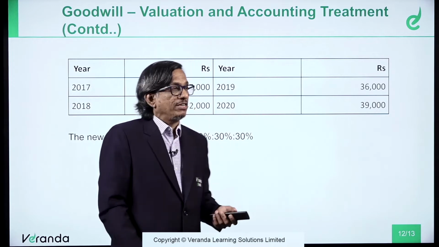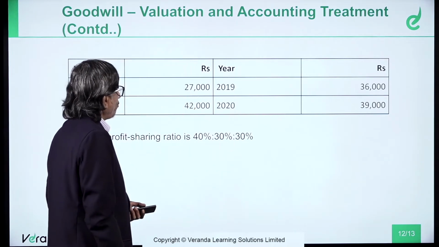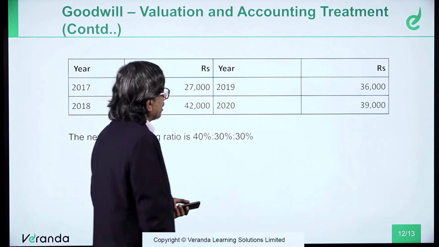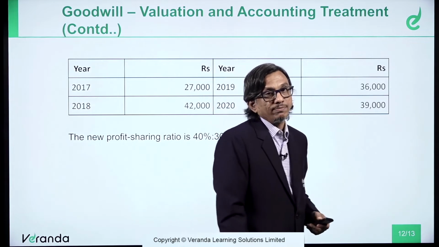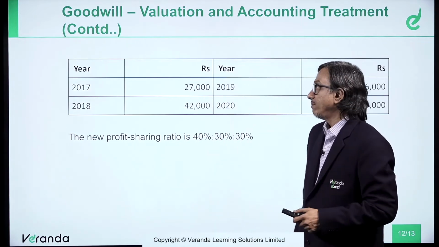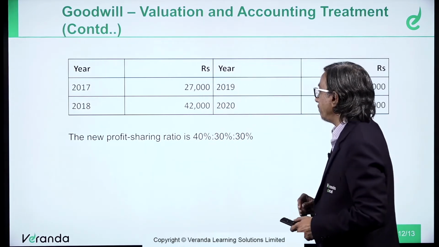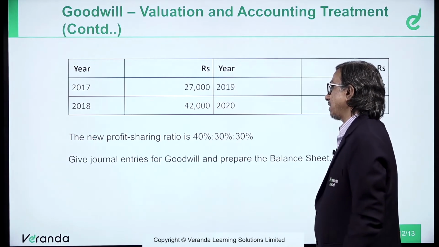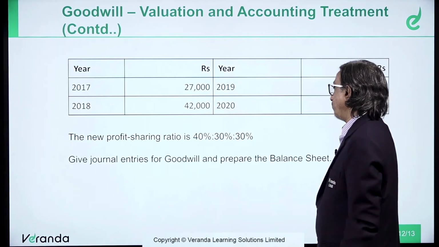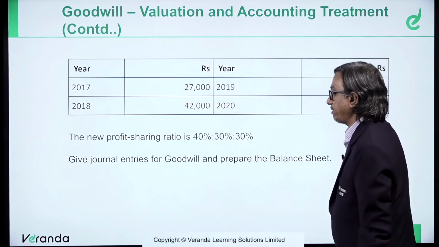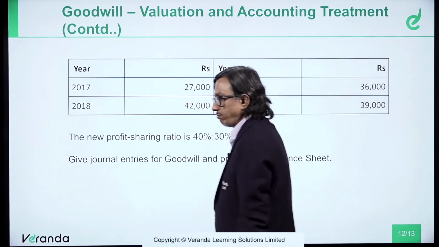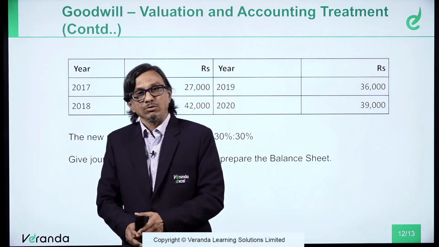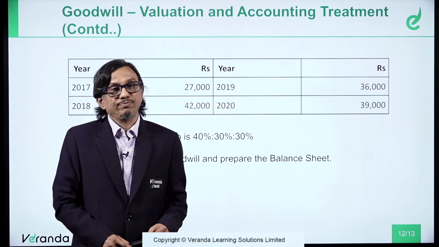The new profit sharing ratio is given as 40:30:30, that is 4:3:3. After admitting the new partner, they are going to share in the ratio of 4:3:3. They are asking you to give the journal entries for goodwill and prepare the balance sheet. So this is a problem which can carry around 6 marks in the examination.